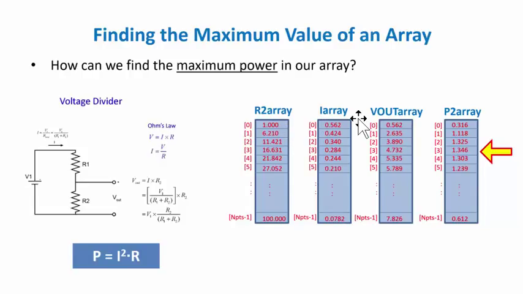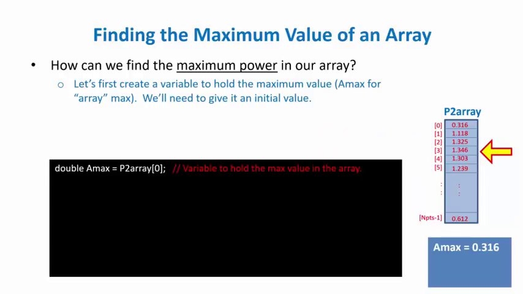All of the R2, I and V out arrays were kind of linear. R2 just went up, I went down, V out went up, but power actually went up and then it went down. So there was some optimal value of R2 with respect to R1 that provided the maximum power. It would be interesting to be able to walk through the P2 array and actually find out what that value was. To begin with, we're going to put this in a function at some point, but we want to learn an algorithm to walk through one of these arrays and find the maximum value, and then we'll package it up and put it inside of a function.